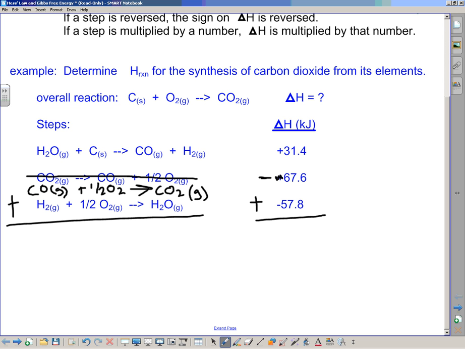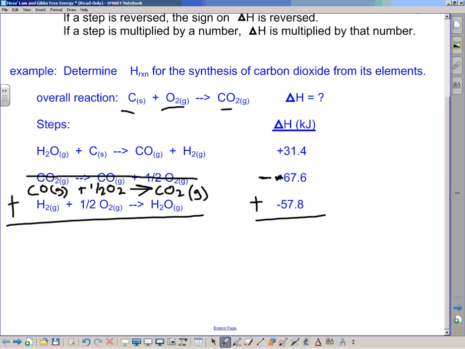The second rule says if the step is multiplied by a number. Well, we have a coefficient of 1, 1, and 1 here. So all we need to do is check to make sure we have coefficients of 1, 1, and 1 in our steps. We find the carbon here in the first step has a coefficient of 1. Good. We find the oxygen. We already talked about the oxygen. We got a half in the second step, a half in the third step. When we add those together, we're going to have a coefficient of 1 there, yes? Okay. And then finally, carbon dioxide in the second step, both, it has a coefficient of 1. So do we need to multiply by any numbers right now? No, we do not. Good.